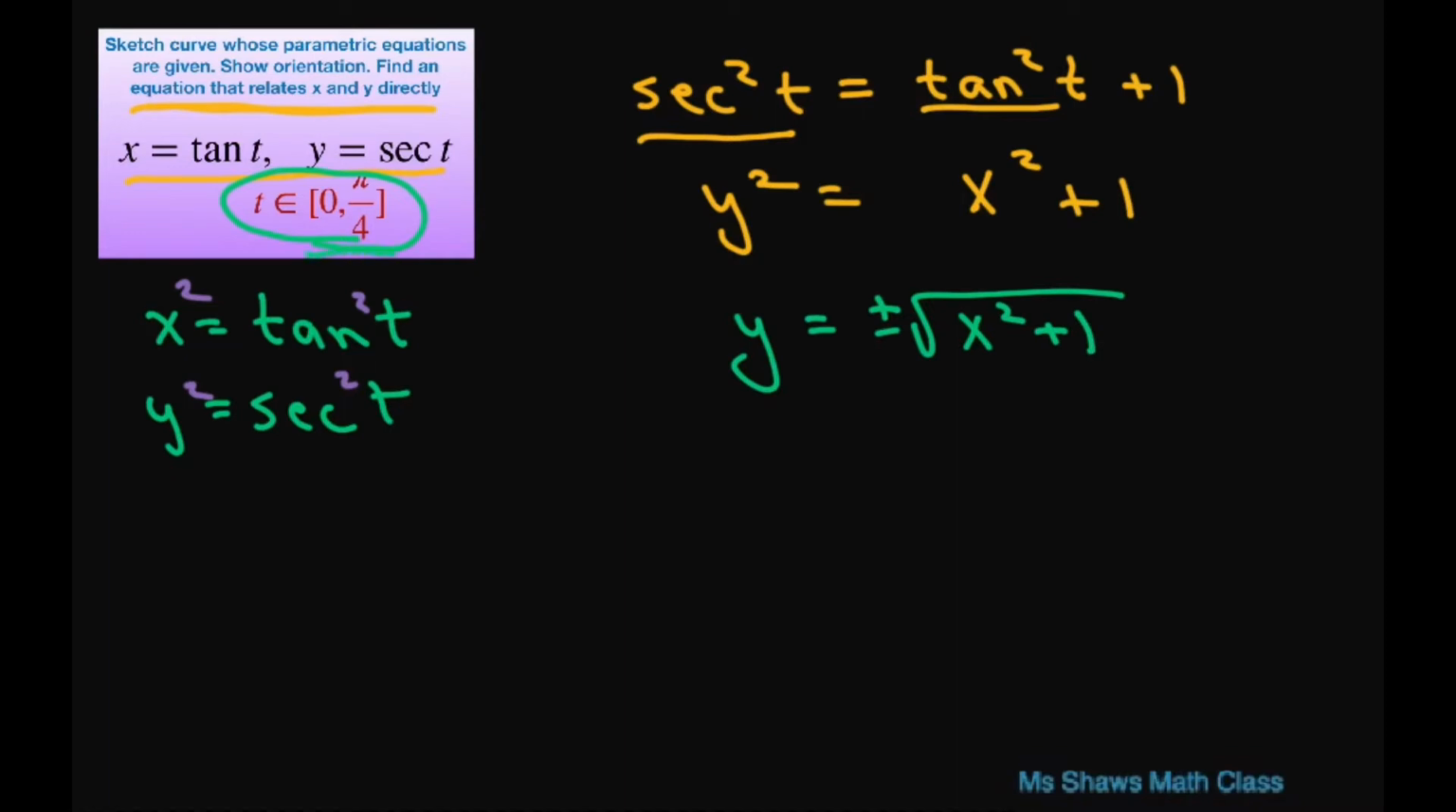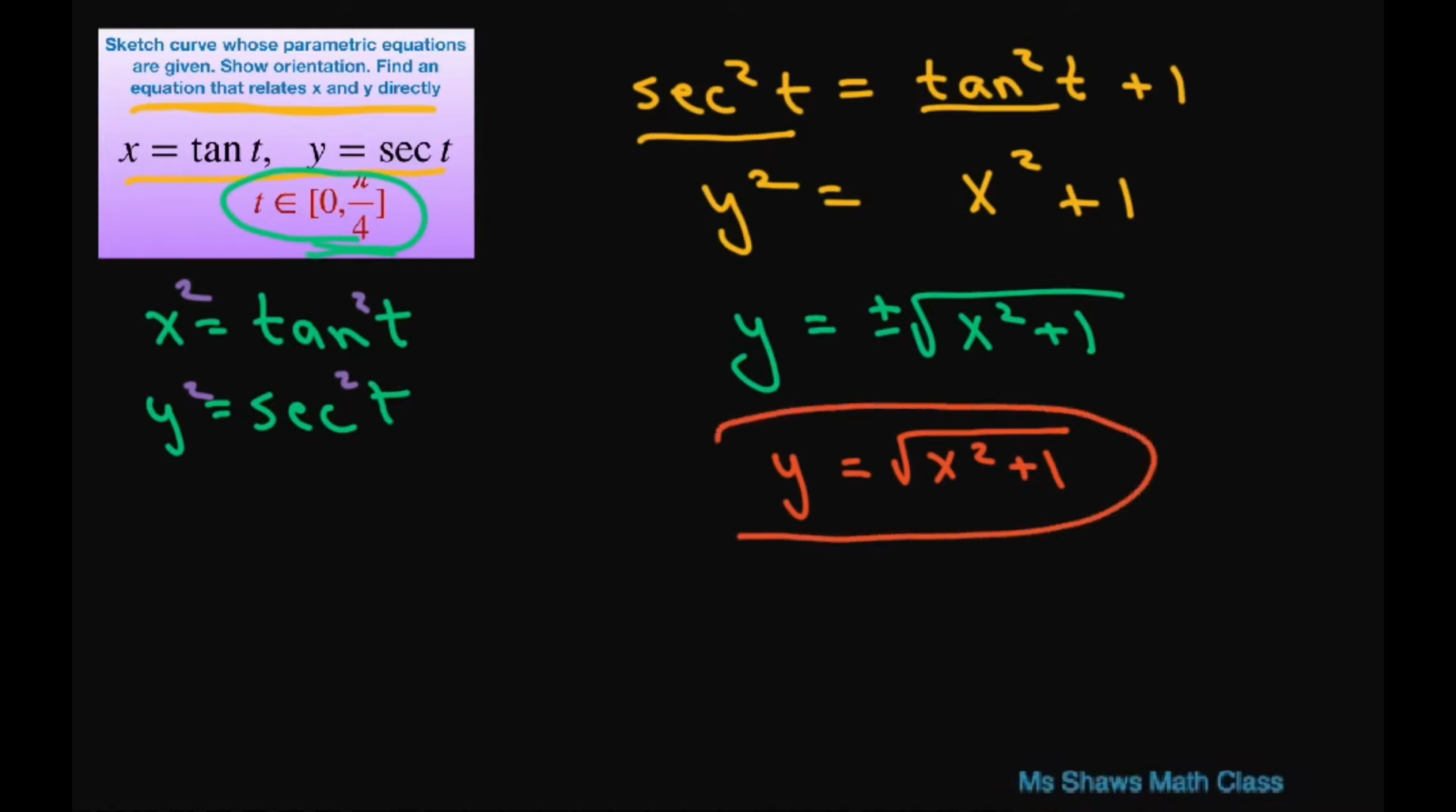But since our t is in quadrant 1, we can disregard the negative and write this as y equals square root of x squared plus 1. Now this is a curve, it's not a line. That's going to be helpful so we don't have to work so hard when we graph. And it is a function. So go ahead and write this is a function. So it's going to pass the vertical line test.